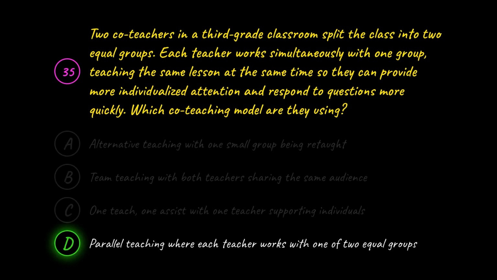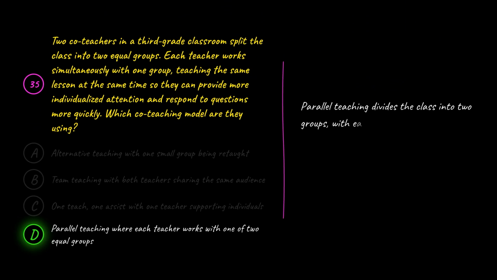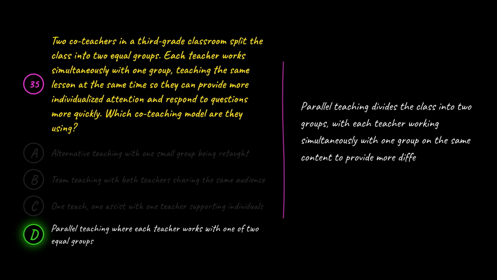The correct answer is D. Parallel teaching where each teacher works with one of 2 equal groups. D is correct because parallel teaching divides the class into 2 groups, with each teacher working simultaneously with one group on the same content to provide more differentiated attention. Splitting the class in half and teaching the same lesson in parallel is the defining pattern.